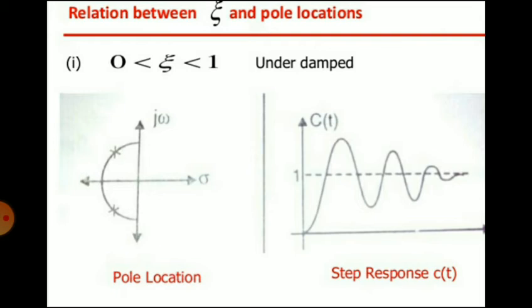Now when the value of zeta is in between 0 to 1, this response is oscillatory but with decreasing amplitude. It is called damped oscillations, and the frequency of such oscillations is called damped frequency of oscillations. As damping is not sufficient, it is called an underdamped system. So when the value of zeta is in between 0 to 1, the system is called the underdamped system.